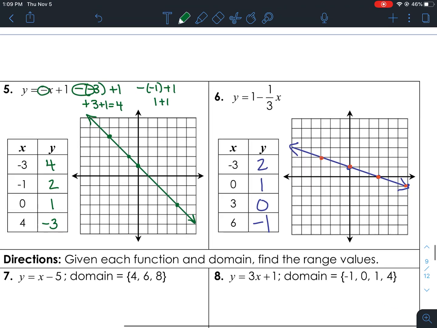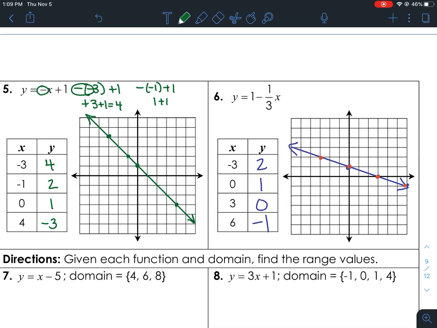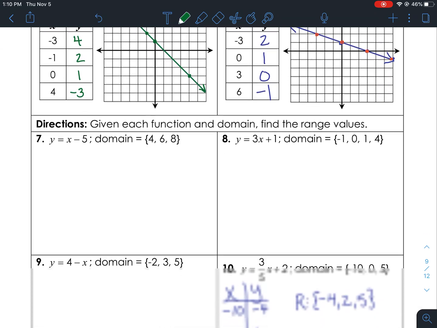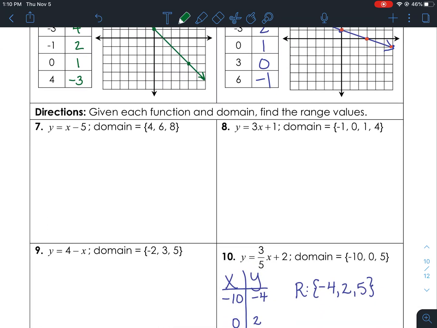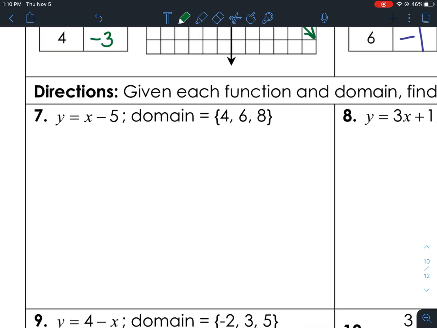Once again, make sure you're using that straight edge if possible. Number 6, again, pause the video, see if you can get the same answer I did. If you've got any questions on these pre-done ones for you, please let me know and we can go over them together. All right, now we're going to talk about functions and domain and range.